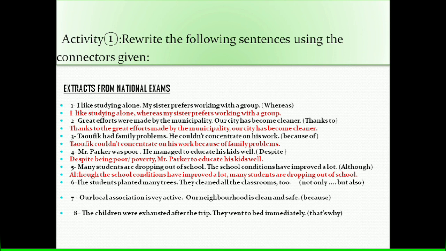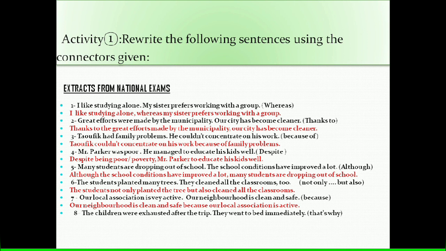Not only, but also. Great. The students not only planted the trees, but also cleaned all the classrooms. You can also use the same expression, but at the beginning of the sentence, we can also say, not only did the students plant the trees, but they also cleaned the classrooms. Before the last, our local association is very active. Our neighborhood is clean and safe because. Good. Our neighborhood is clean and safe because our local association is active.